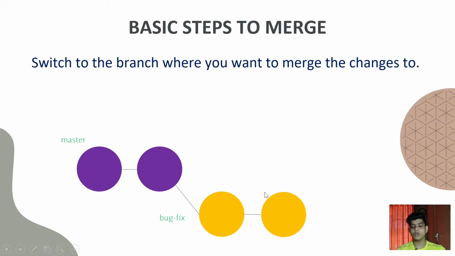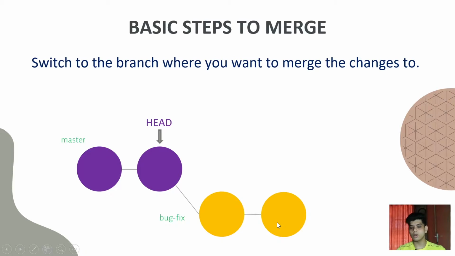First of all, let's suppose your head is over here on the bug fix branch. If you want to merge this bug fix branch to the master branch, you need to switch your head to the receiving branch. This master is going to be your receiving branch, so you need to move your head to the receiving branch. So this is your receiving branch and this is your incoming branch.